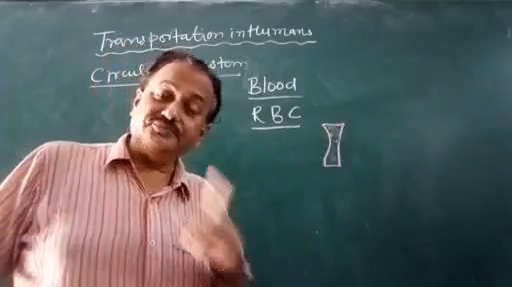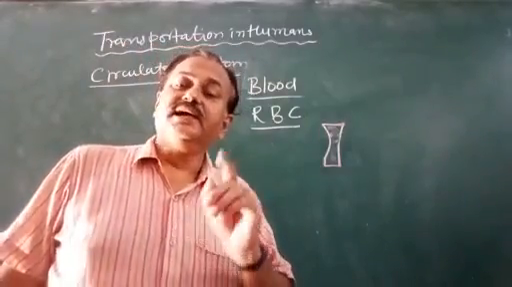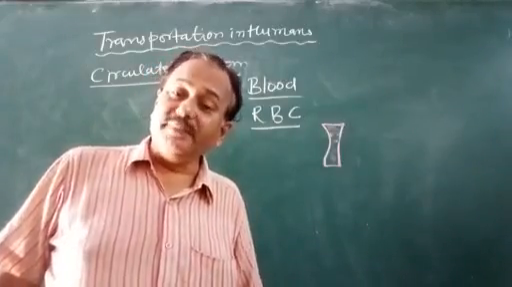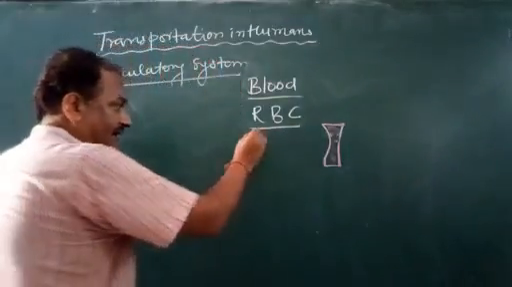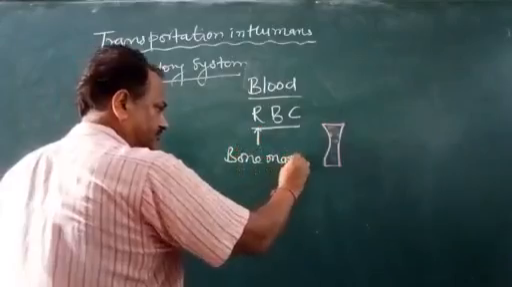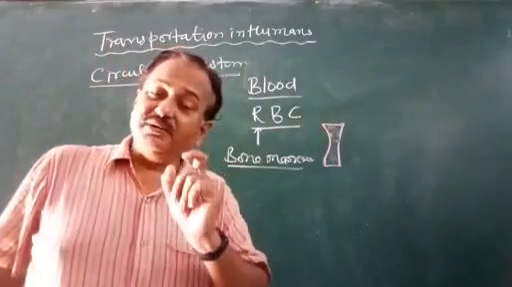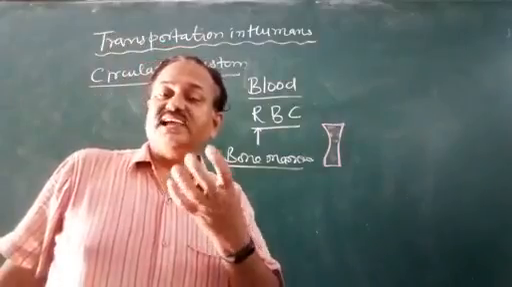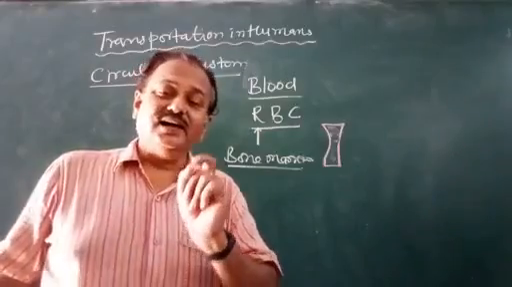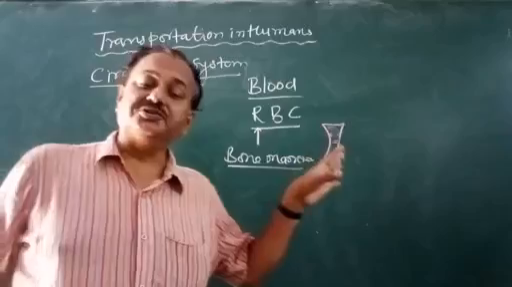Coming to the RBCs. First we know where RBCs are formed. So the simple question is, where is the formation of RBC? RBCs are formed in bone marrow, inside the bone. Bones are hollow, and inside the bone there is a sticky substance that is called bone marrow, and so bone marrow produces RBCs.